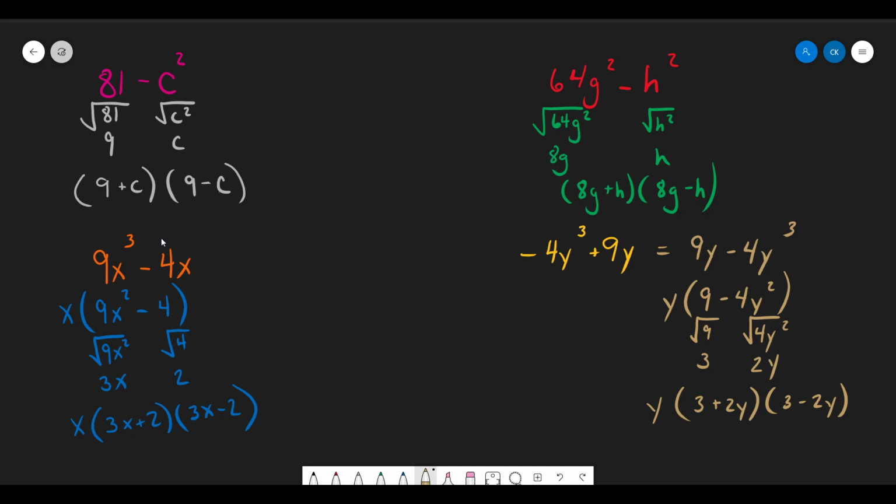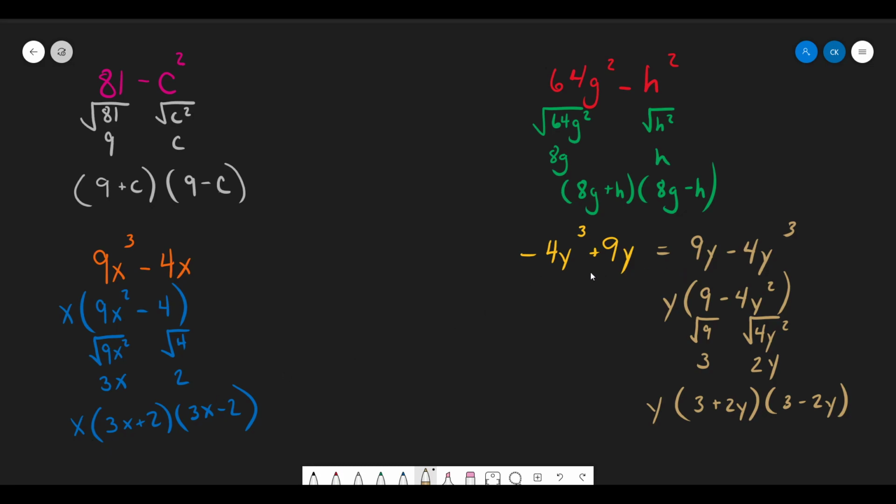Now for this one here, we see that we have a GCF of x. So I'm going to take an x out first, which leaves me with 9x squared minus 4. Now, with what's left inside, the 9x squared minus 4, I'm going to take the square root of 9x squared, which gives me 3x. I'm going to take the square root of 4, which gives me 2. So I'm going to take the 3x and the 2. It's going to be 3x plus 2, and then 3x minus 2. But I can't forget about the x on the outside here for the GCF.